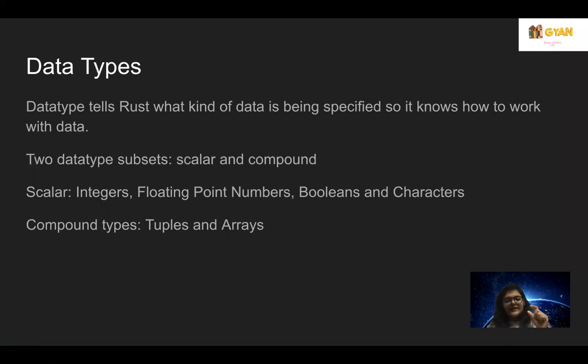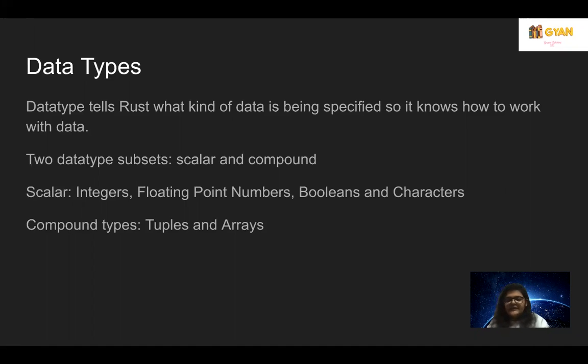We can annotate each of them using a colon, and after that we write the data type. You can take a look at the Rust language book to see what are the different data types that exist, right? The most commonly used ones for integers are i32 for signed and u32 for unsigned 32-bit. Then you have f64 for 64-bit floating numbers, f32 for 32-bit floating numbers. Then you have char for characters, and bool for boolean. Then you have compound types, which are tuples and arrays.